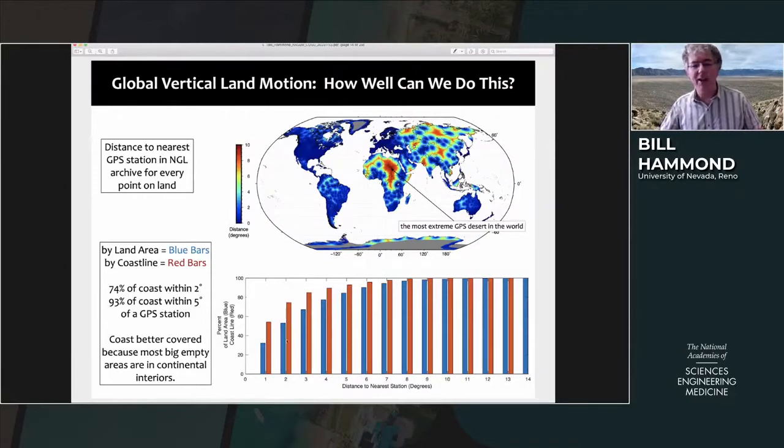Okay, and then we can look at the statistics of this. The blue bars are for the land area and the red bars are for linear coastlines. And we can see that 74% of the coast is within 2 degrees of some GPS station. 93% of the coast is within 5 degrees of some GPS station, which is pretty far if you're interested in a very fine scale, but if you're interested in a global scale, that's not such a big deal.